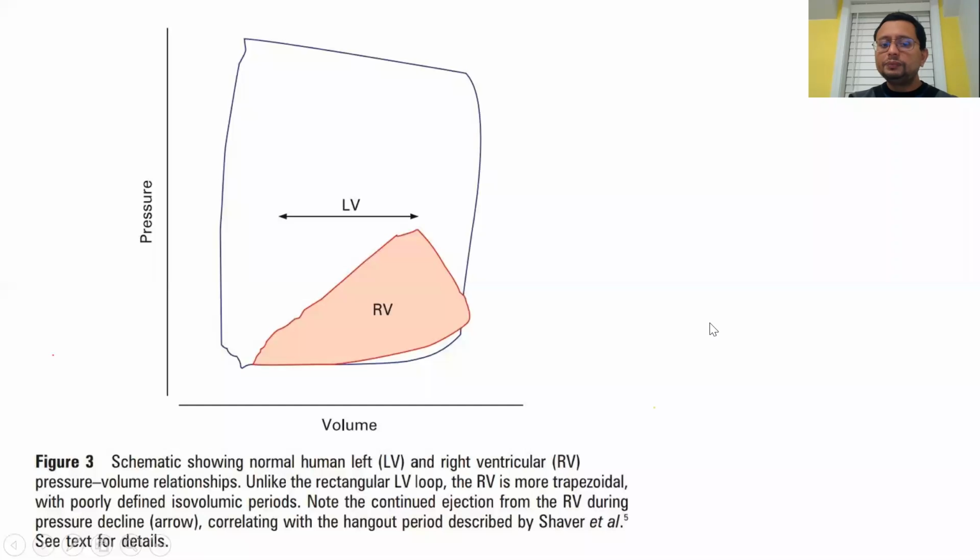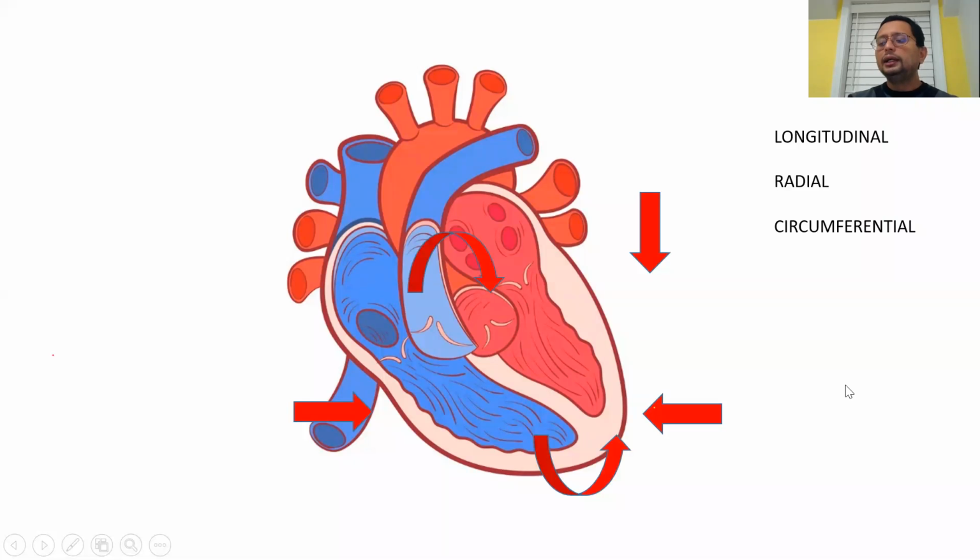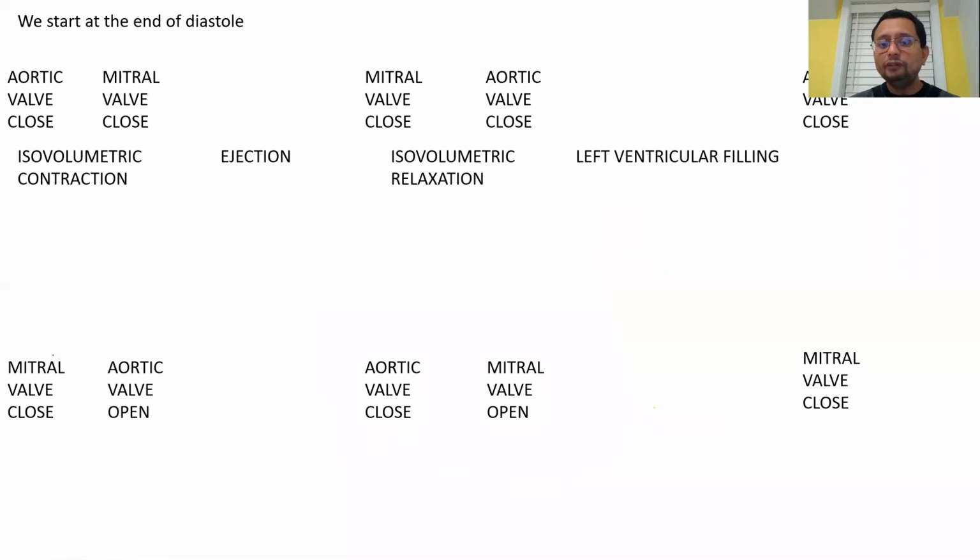So this is just the difference in pressure volume loop relationship between the left ventricle and the right ventricle. And I just wanted to show you the longitudinal contraction that I told you just now, the radial contraction, and also the circumferential contraction that make the ejection fraction go from 35% in the cardiac muscle to 52% for male and 54% for female.